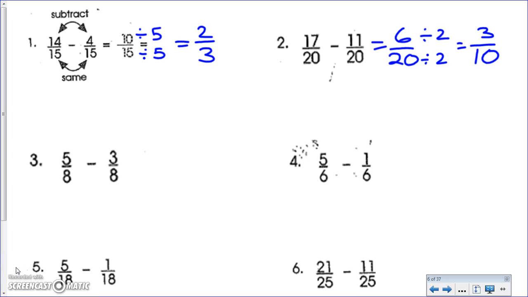For number 3, we have 5/8 minus 3/8, so 5 minus 3 is 2. Denominator stays the same. Now we know we can simplify, so we're going to divide both of those by 2 and get 1/4.